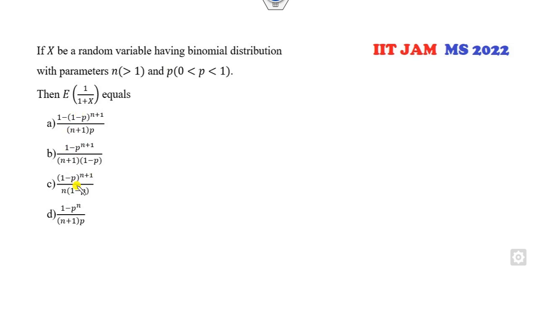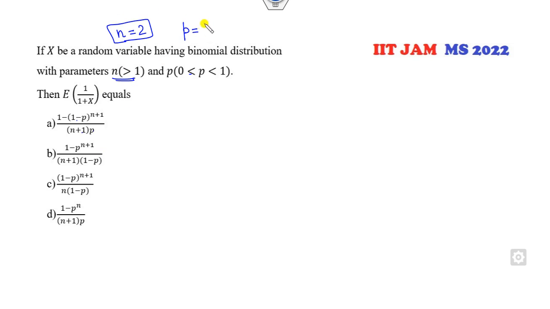Now, the answers depend upon n and p, so I can choose the values of n and p as per my own convenience. So n is greater than 1, and I can choose n as 2. Probability can be any number between 0 and 1, so I can choose p as half. If I choose p equal to half, then what is the answer of this? 1 minus half raised to power 3, divided by 3 into 1 by 2. You can see both the options are the same.